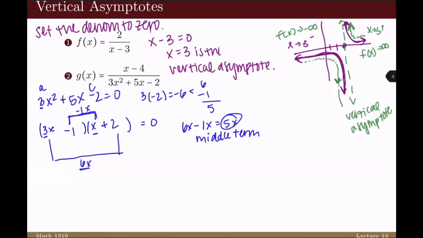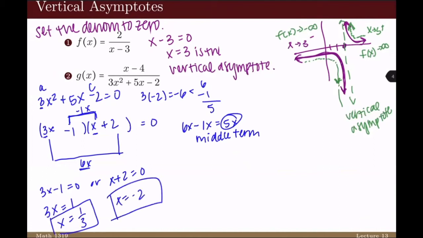So this means that 3x minus 1 equals 0, or x plus 2 equals 0. So we have 3x equals 1, which means x is a third as one of our asymptotes. And then this is x equals negative 2. So these are our 2 asymptotes, okay? All right, let's move on.